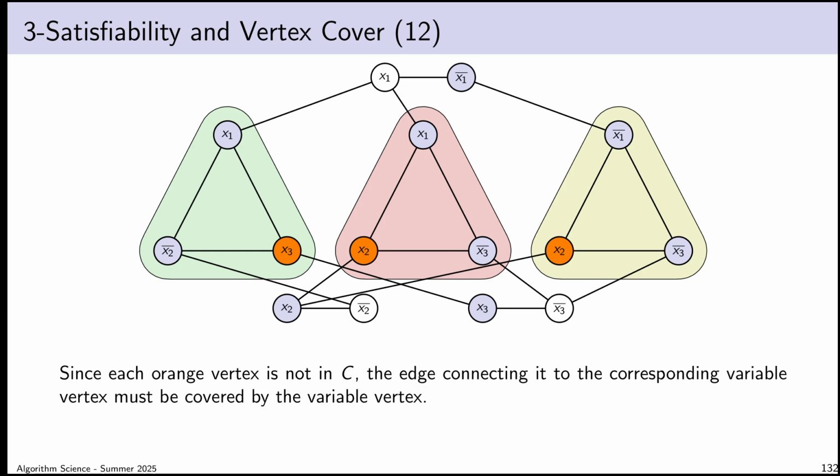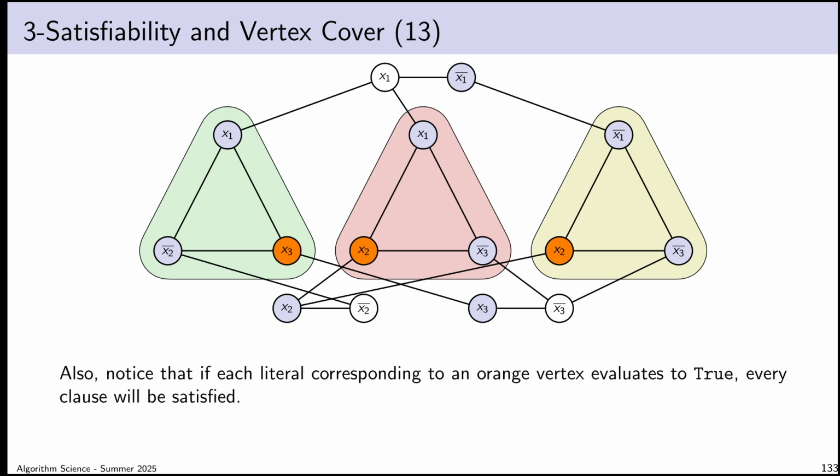Since each of the orange vertices is not in the vertex cover, and every orange vertex is connected to one of the variable vertices, the edge that connects them must be covered by the variable vertex. The orange vertex isn't in the cover, and so the edge connecting it to the variable vertex must be covered by its other endpoint. Okay, so I'm just making a note of that. I'll wait for the slides to catch up to us.